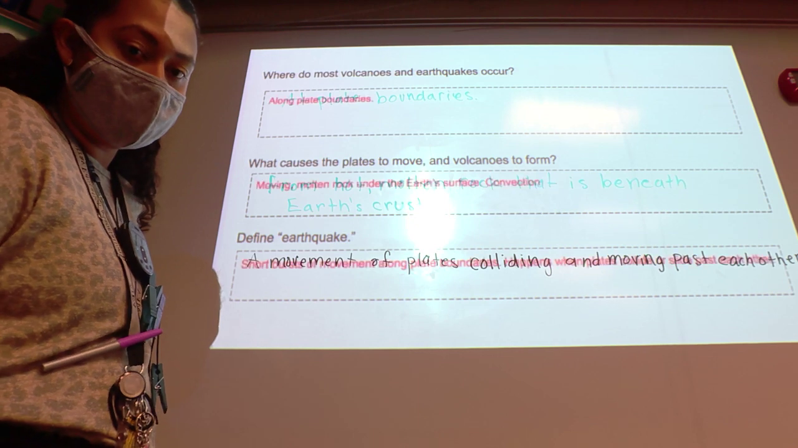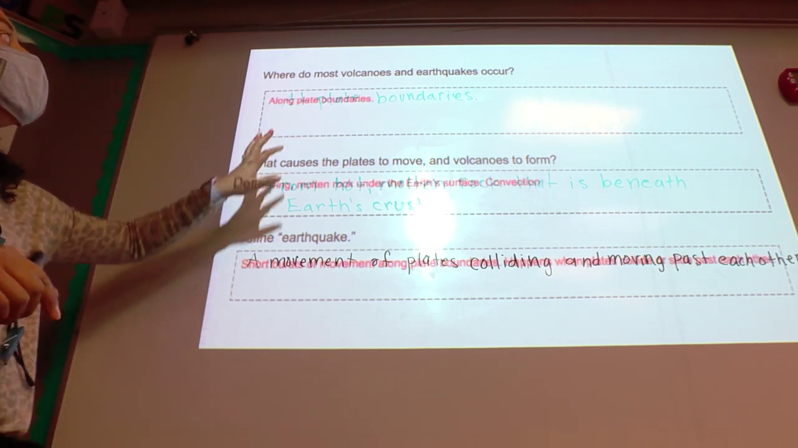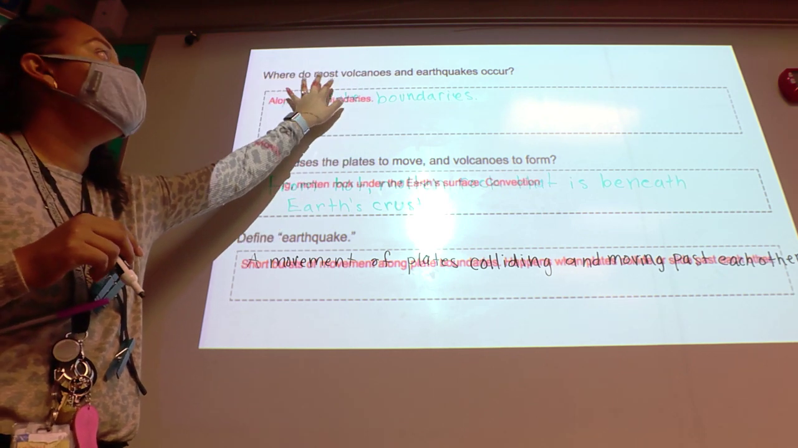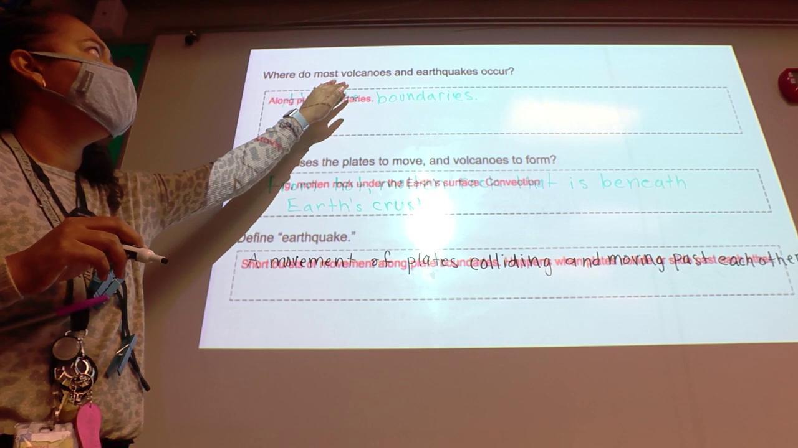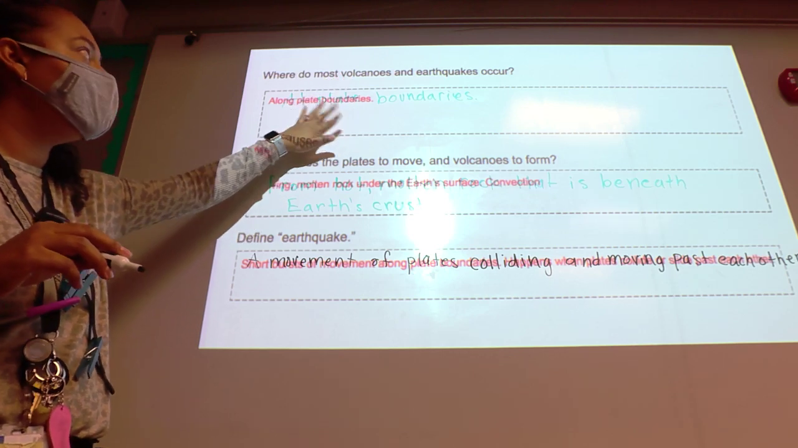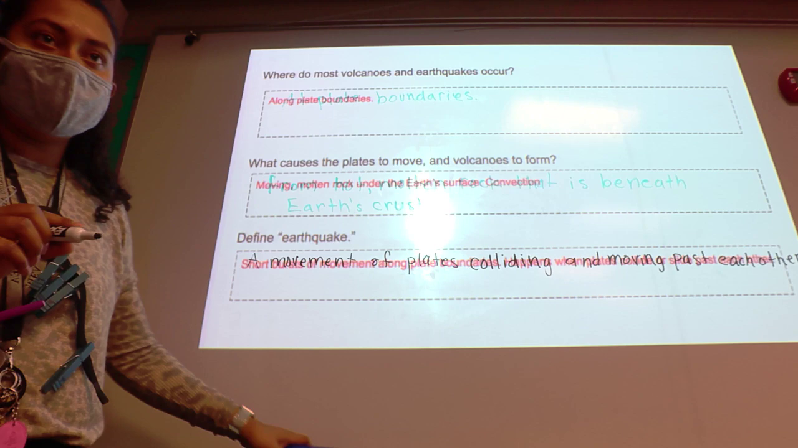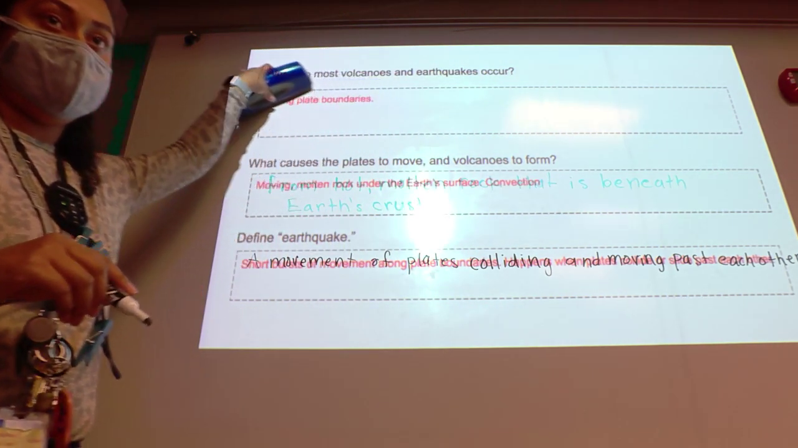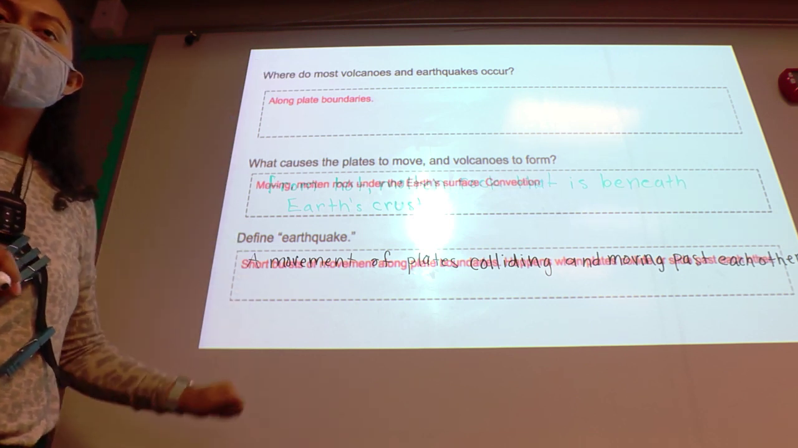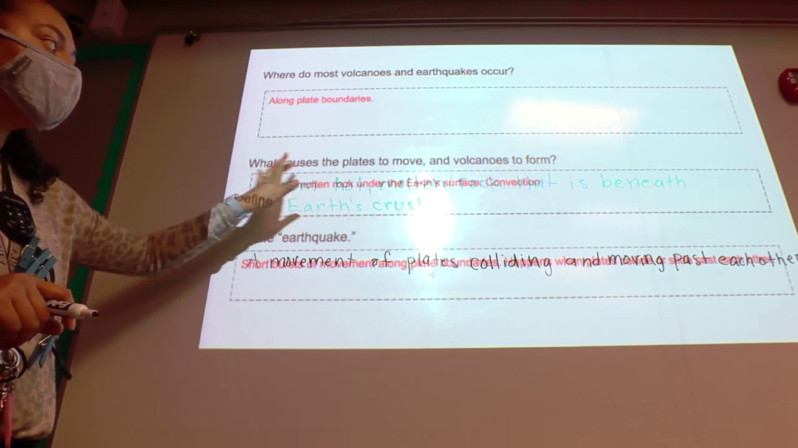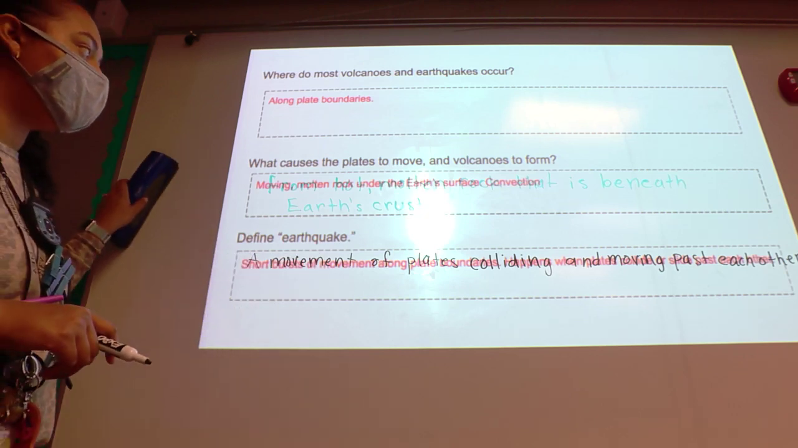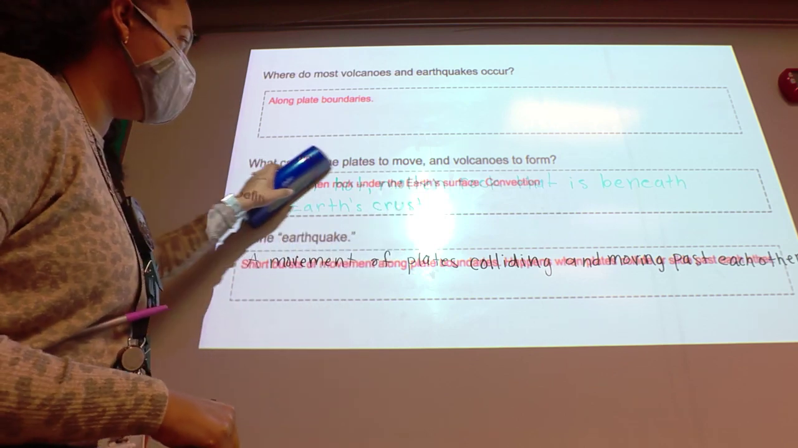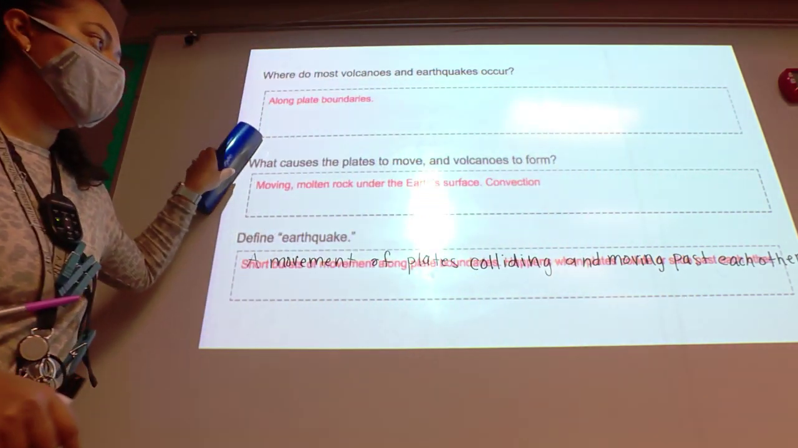Let's check our answers. Ready? So, where do most volcanoes and earthquakes form? Along plate boundaries. We said at plate boundaries. If you don't focus, that is another clip down. Okay, what causes the plates to move and volcanoes to form? Moving molten rock under the Earth's crust, or convection. Nice.